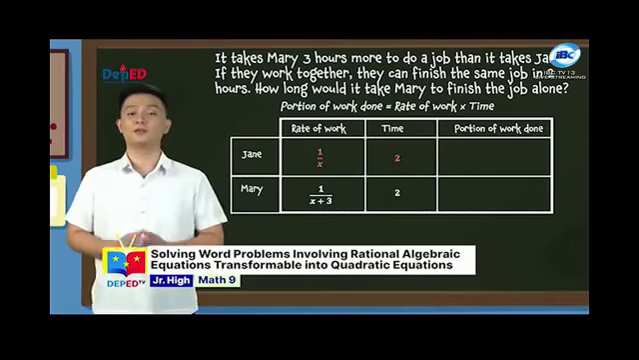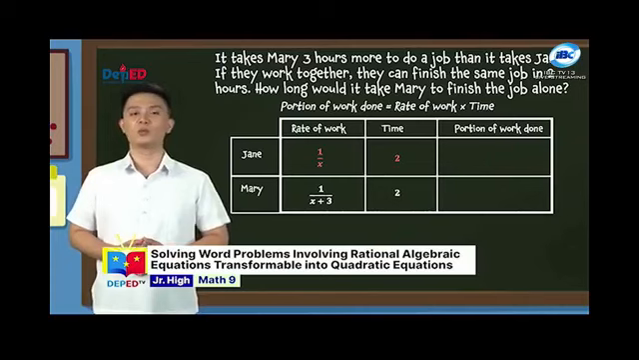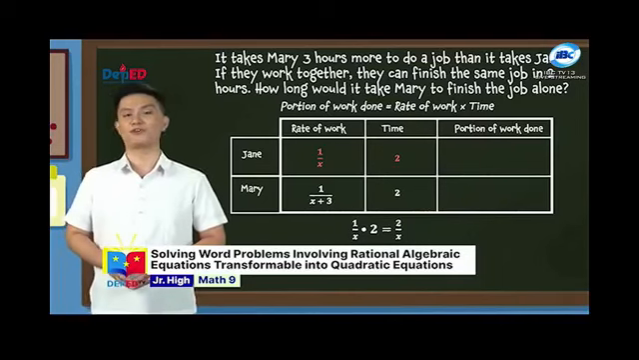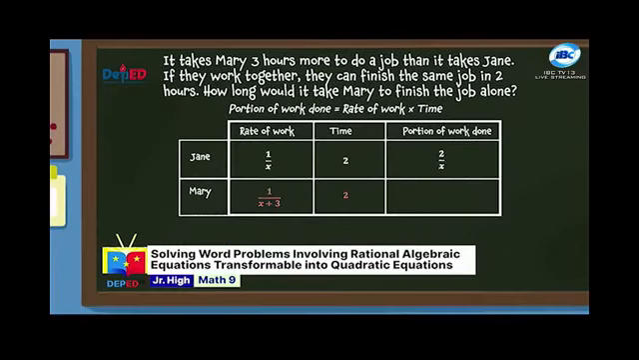To determine the portion of work done by Jane, we multiply the rate by the time. 1 over x times 2 is equal to 2 over x. To determine the portion of work done by Mary, we multiply the rate by the time. 1 over x plus 3 times 2 is equal to 2 over x plus 3. They work together and finish the job. Hence, if we add the portion of work done by Mary to the work done by Jane, it will be equal to 1 completed work.